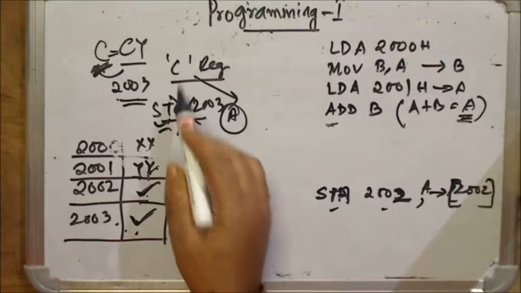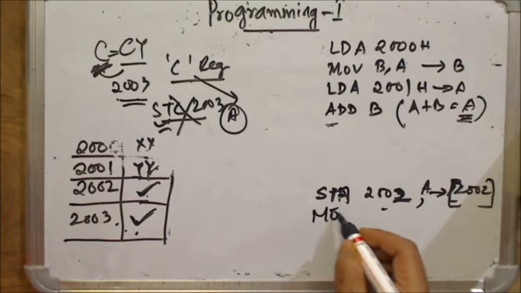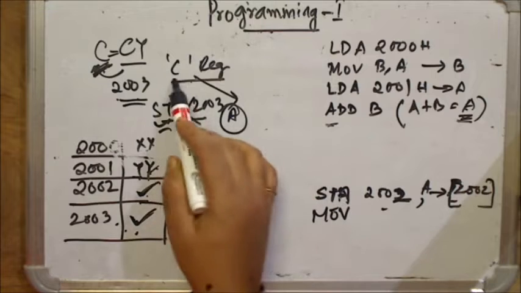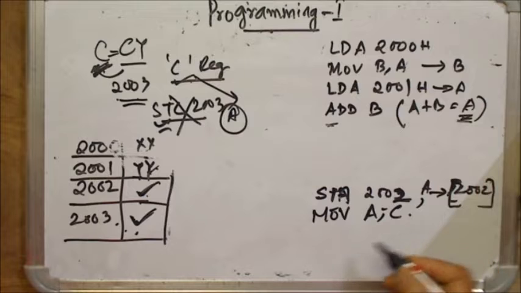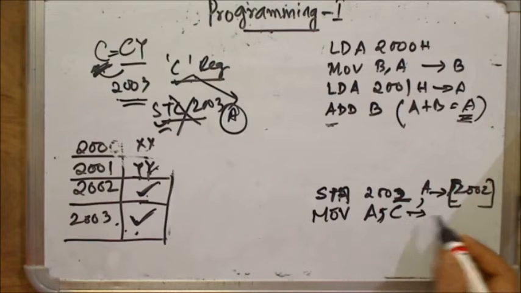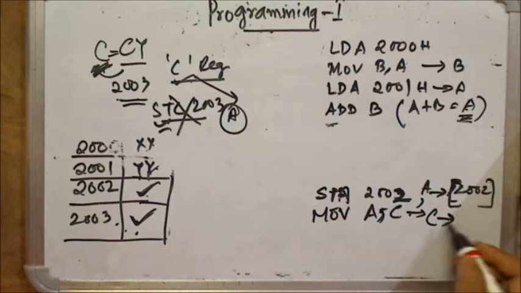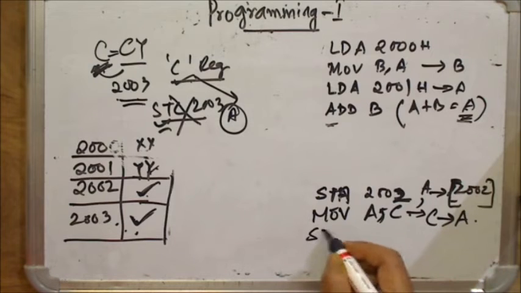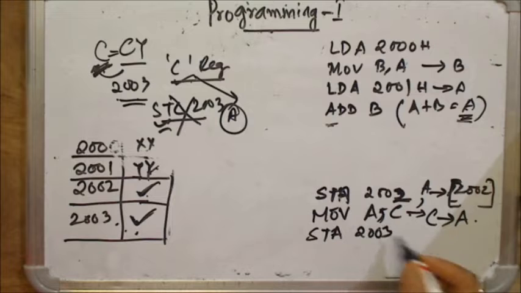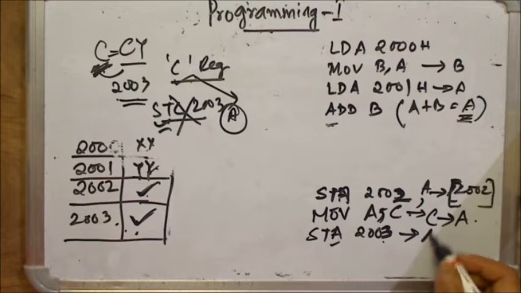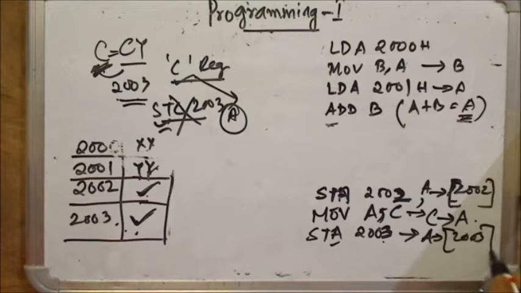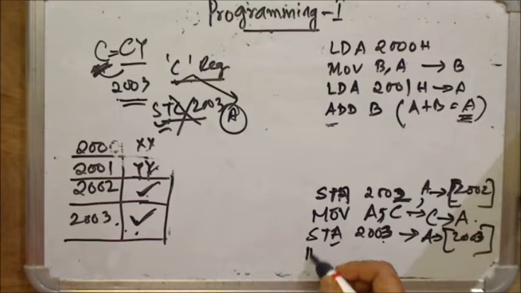How to move the carry from C to A? MOV A, C. That is, whatever carry was there in C will now go to A, and then STA 2003. The carry will go to 2003. Whatever the carry was, either 0 or 1, it will go to 2003. And we will end the program by writing HLT.